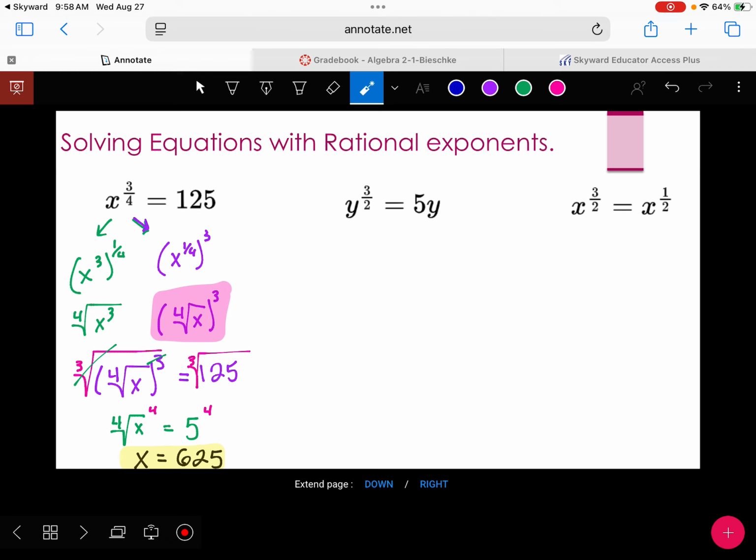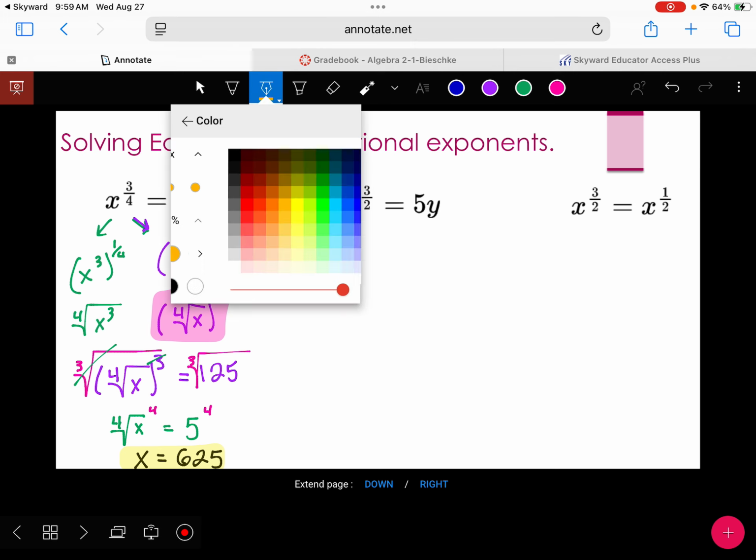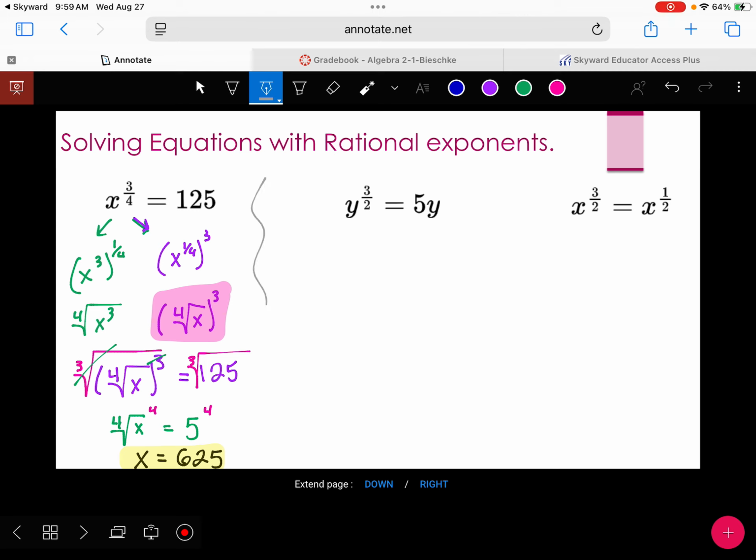Okay? So let's do another one. It's less gross-ish. There's a couple of different ways we're going to be able to deal with things like this. So our next one here, we've got our y to the 3/2 equals 5y. So I can't really approach it the exact same way we did here because I have y's on both sides, which means we're going to need to think about this as more of a factoring kind of situation, which means I need to get these guys on the same side of the equal sign.